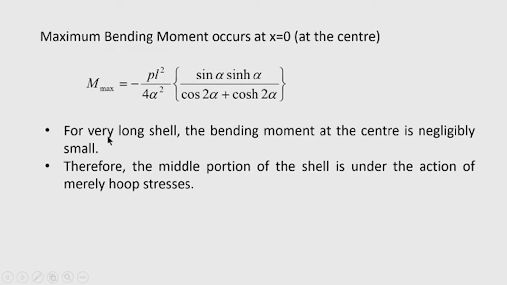One interesting thing you can see is that again if alpha is large, that is for a very long shell, this quantity approaches 0 or becomes very small. So, therefore, for a very long shell, the bending moment at the center is negligibly small. That is observed very clearly from this expression if cos hyperbolic 2 alpha is large. Therefore, the middle portion of the shell is under the action of merely hoop stresses, and in the middle portion of the shell and its vicinity the membrane state of stress exists. So, that is an important conclusion for a very long shell.